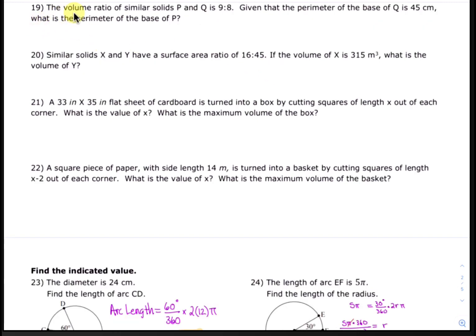All right, here's number 19. The volume ratio of similar solids P and Q is 9 to 8. Given that the perimeter of the base of Q is 45 centimeters, what is the perimeter of the base of P?